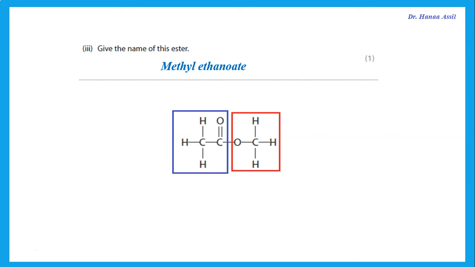Again, naming the ester. You start with the name of the alcohol part, which is the part that is O something. So this is 1 carbon, methyl. And the acid is the one on the left that has the C double bond O part. So this is an acid that had 2 carbons. So that was ethanoic. And the name of the ester is methyl ethanoate.